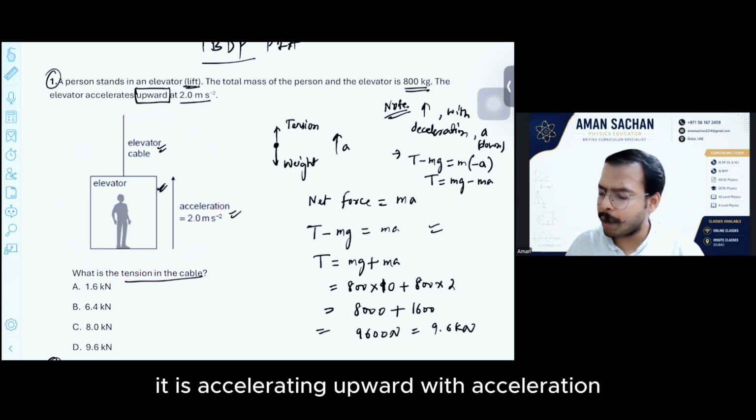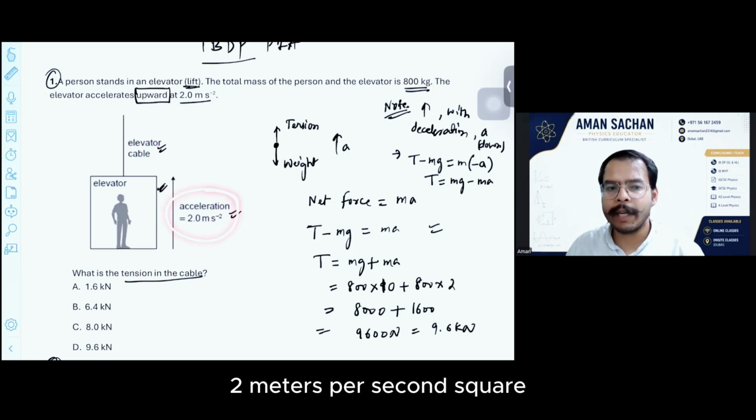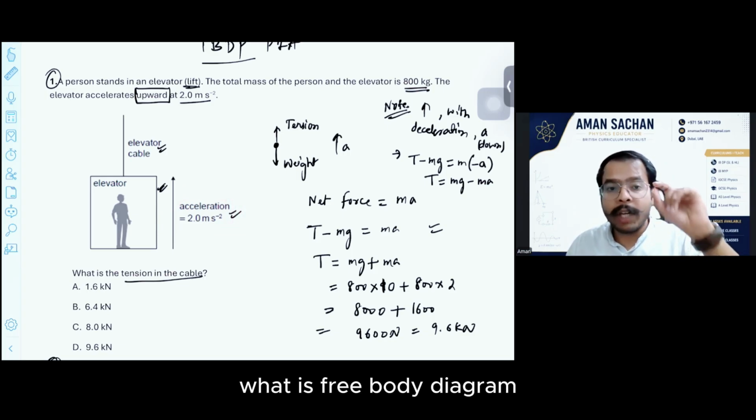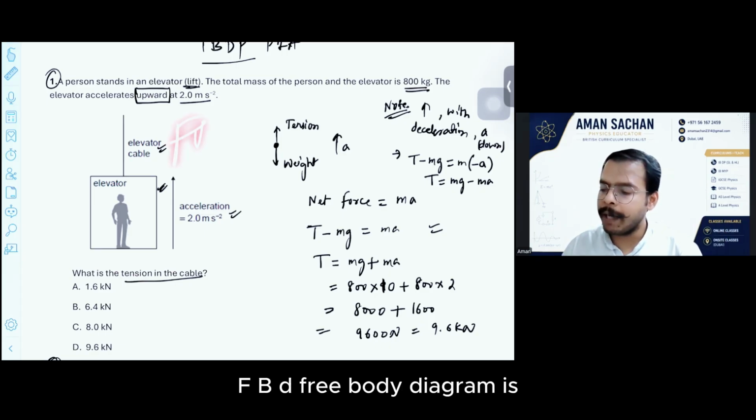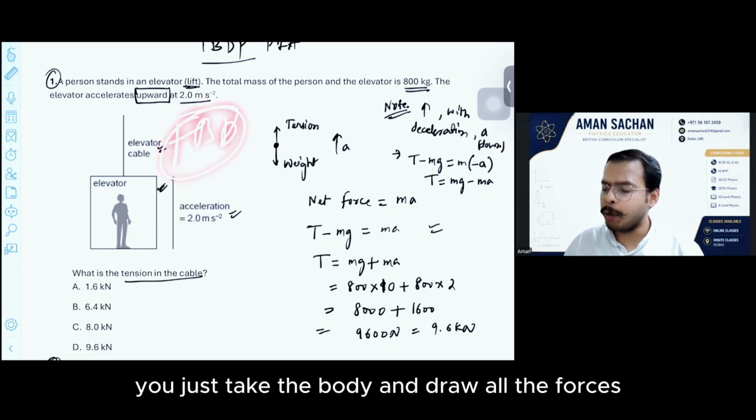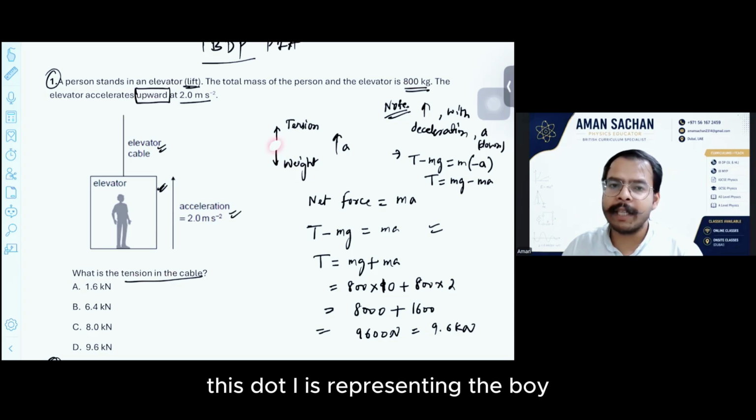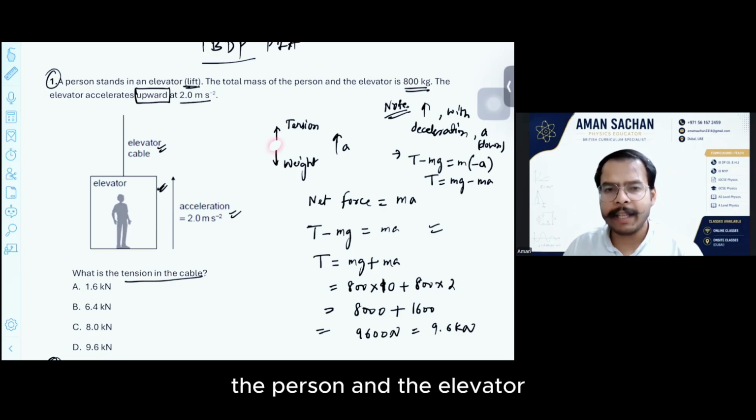It is accelerating upward with acceleration 2 meters per second squared. Your first thing is you should remember the free body diagram. What is a free body diagram? FBD. A free body diagram is where you just take the body and draw all the forces. So here I did the same thing. This dot is representing the person and the elevator.